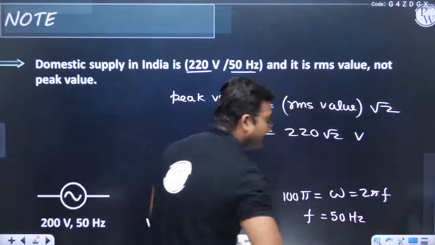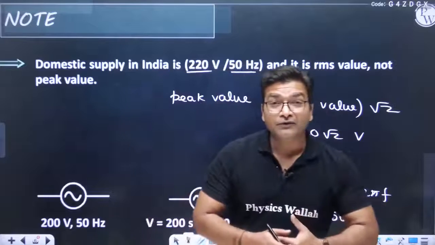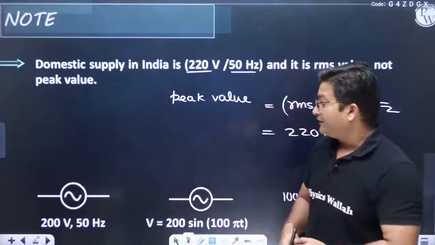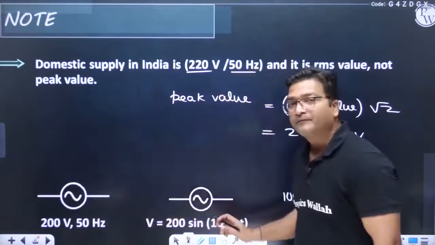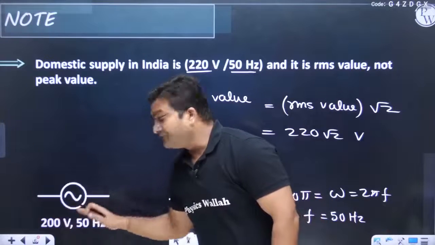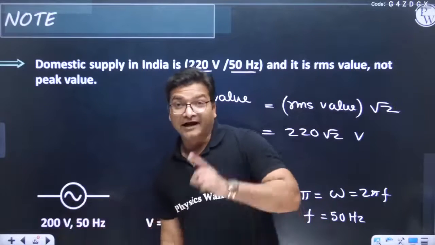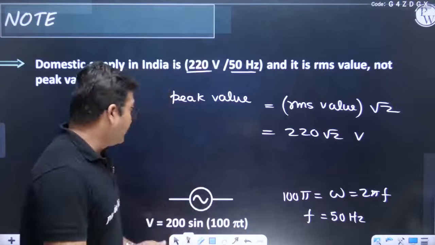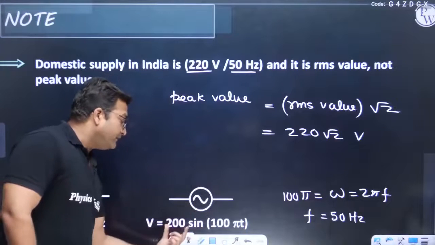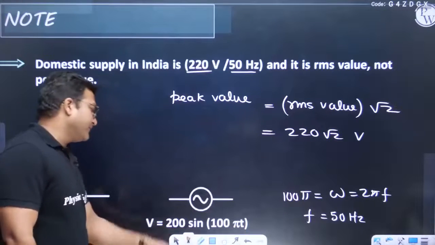So there are two ways in which they can give you the values of voltage. One is this and one is this. If simply voltage and frequency is written, we have voltage as RMS value, remember this. And if we have a complete function, then we have a peak value here. Okay.